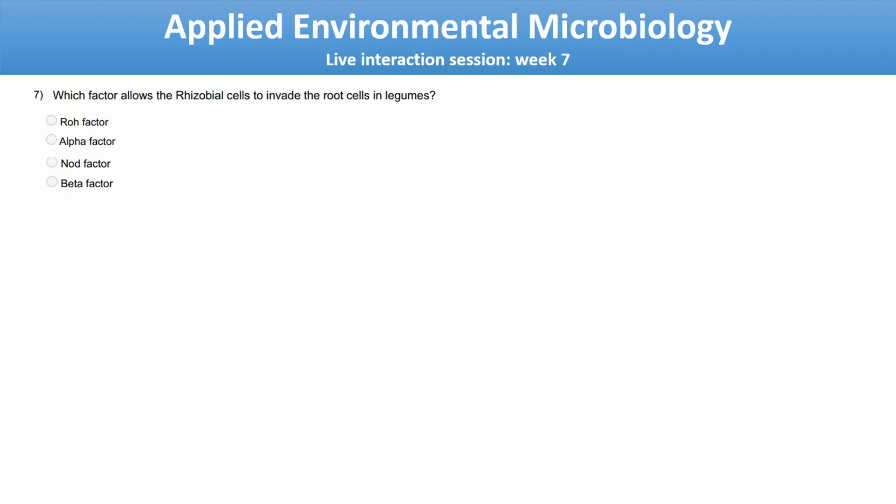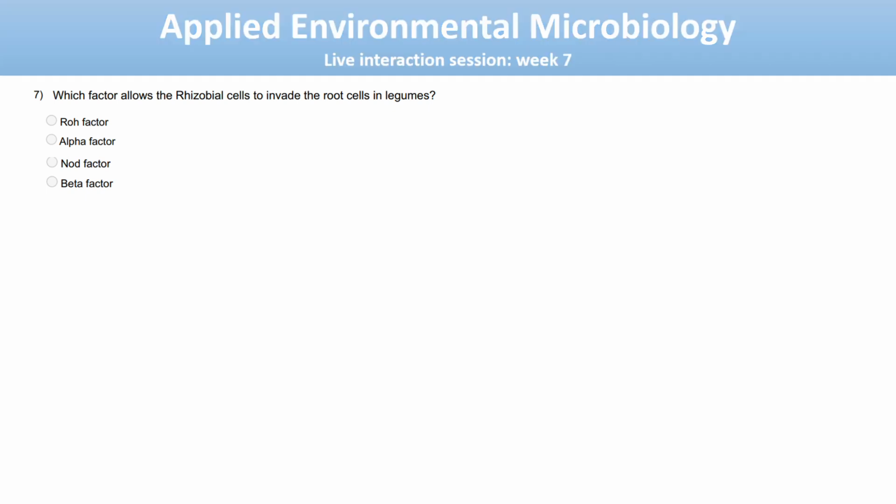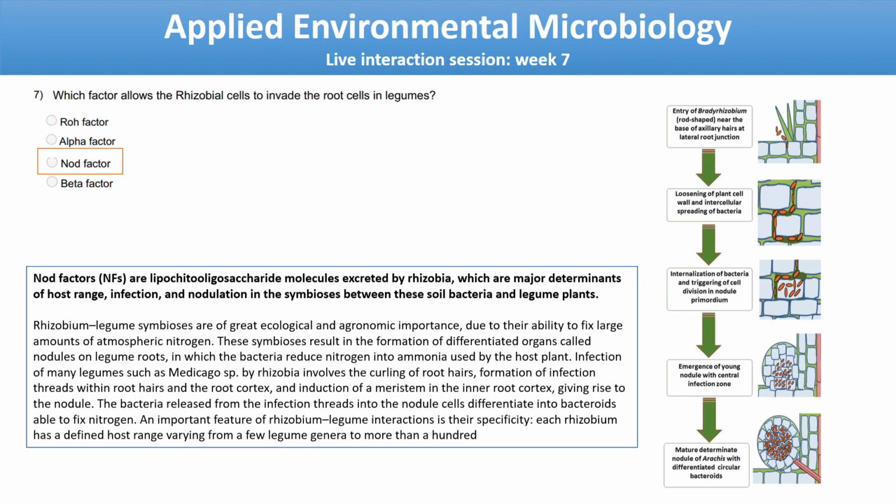Let's go to the next question. Which factor allows rhizobial cells to invade the root cells in legumes? The options are rho factor, alpha factor, Nod factor, beta factor. Can anybody answer? Yes. The correct answer is Nod factor.